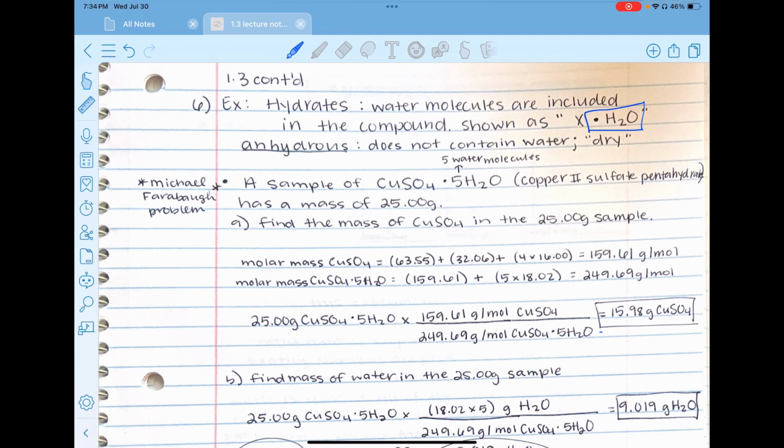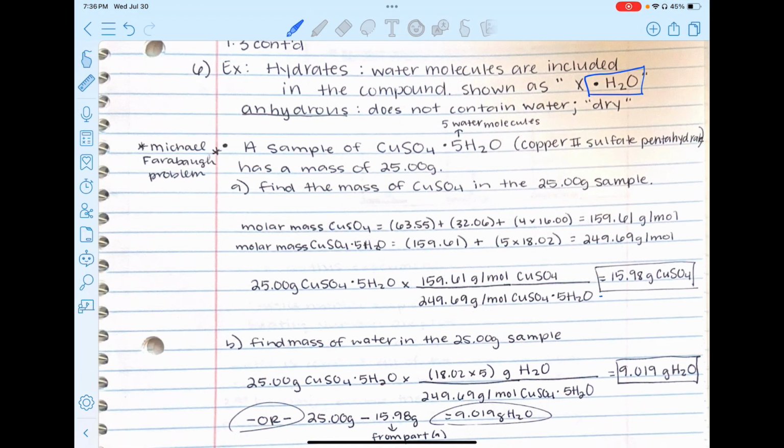Now, new term, anhydrous. Right? Something that is anhydrous does not contain water. It's not a hydrate. In layman's terms, we refer to that as dry. It means the water has been removed. And how do you think that we remove water? Well, in a lab setting, we'll remove water by heating, right? So we'll evaporate the water away from the sample.